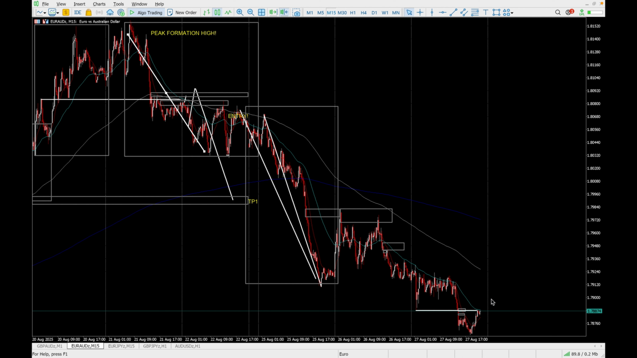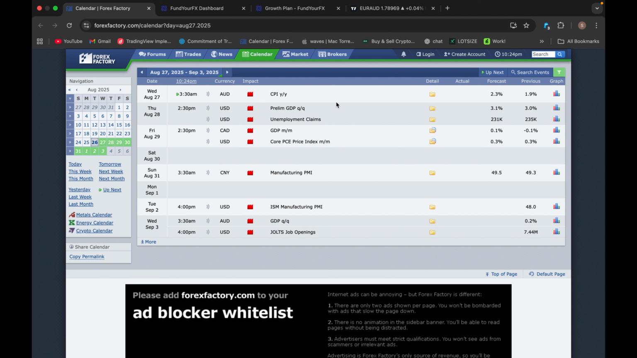So this week, one thing that I had to keep in mind was we had some news on AUD, and this was the CPI. Since I was watching AUD, it is very important for you to check your news, your high impact news. I don't really focus on the other news. I'm only interested in the high impact news.